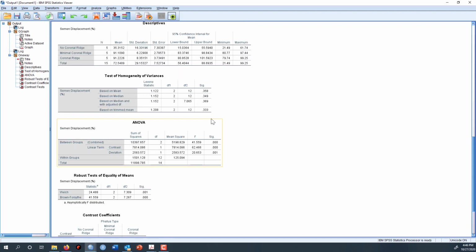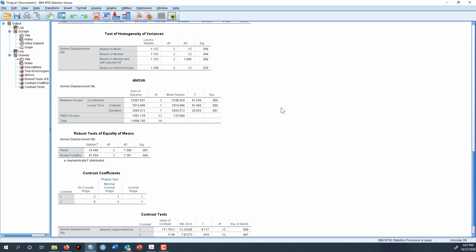And that shouldn't surprise us. If we look at mean semen displacement, it's 35% with no coronal ridge and 91% for the minimal coronal ridge or the coronal ridge. So in both those cases, it was a 91% displacement.